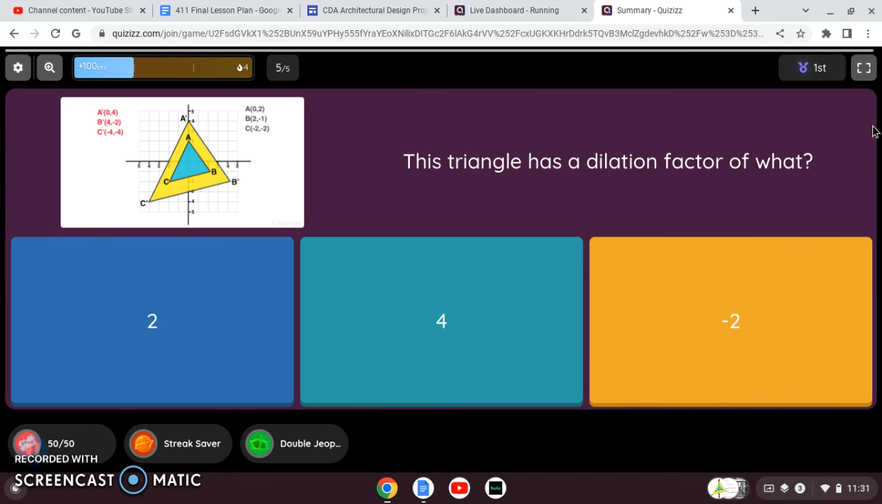This triangle has a dilation factor of what? This time, my original triangle is my teal one, and the yellow one is my new triangle. So my teal one is being dilated, either a shrink or a stretch maybe, into this yellow triangle. Go ahead and pause and discuss.